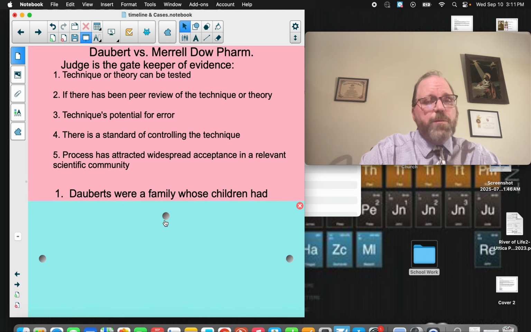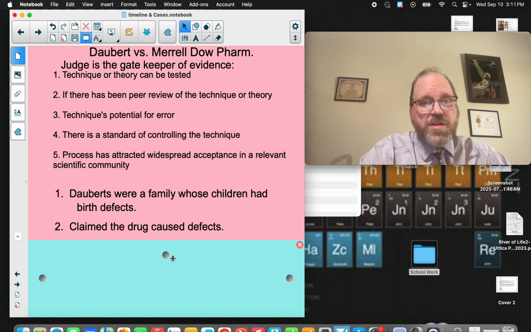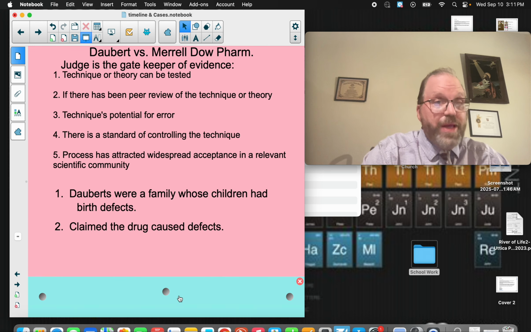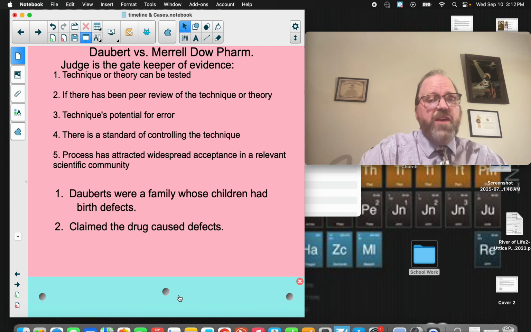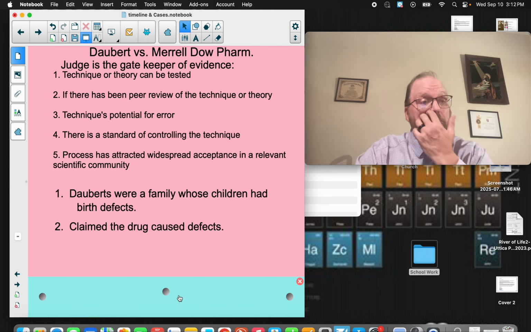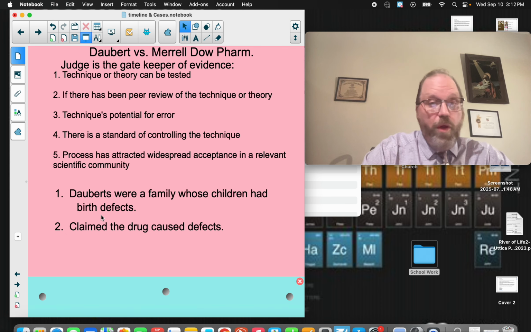Now, the actual case here, the Dauberts were a family whose children had birth defects. And they believed that some medication that Merrell Dow Pharmaceuticals had allowed on the market was the reason for those defects. They claimed the drug caused the defects. Eventually, after it went to the Supreme Court and these were allowed in, they won their case.